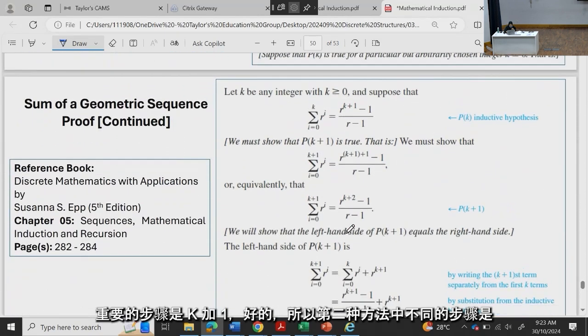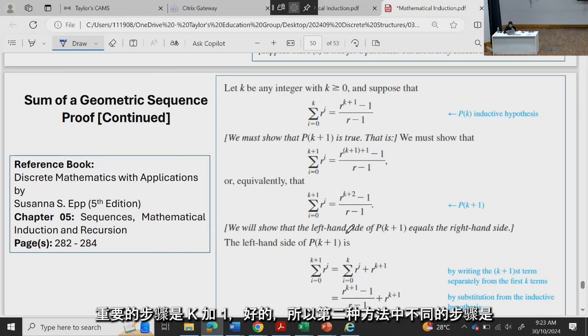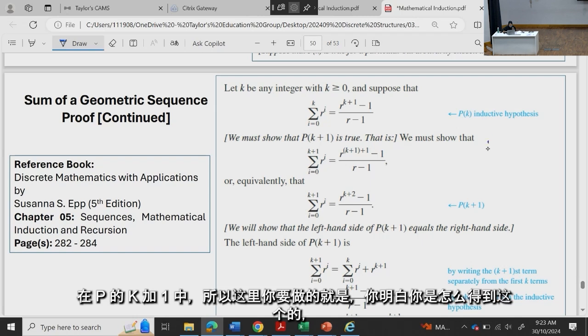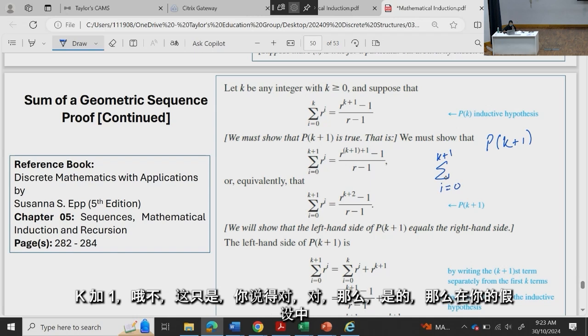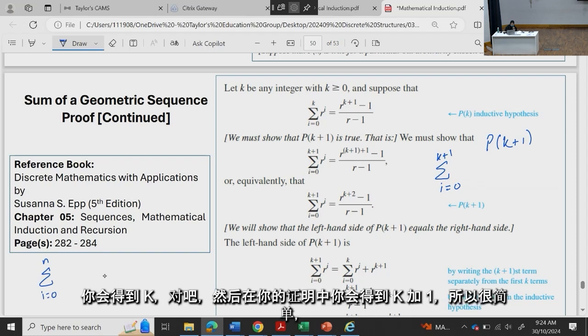The step that matters is K plus 1. So the step that will differ in your second method is P of K plus 1. Do you understand how you get this K plus 1 or no? This is simply, you had this, right? Then in your assumption you will have K, and then in your proof you will have K plus 1. So it's simply that.